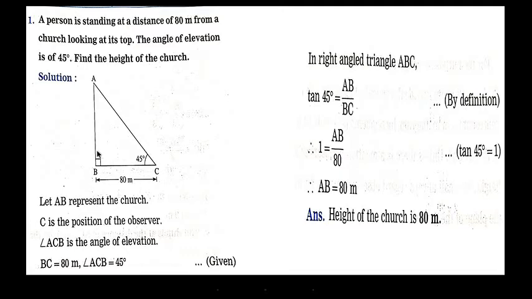As we decided earlier, when we have to draw a rough sketch, we do not draw the actual picture. Here we represent the church by a line segment. Line segment AB represents the church. The person is standing at a distance of 80 meters from the church. So if AB is the church, from B the observer is standing at a distance of 80 meters. C is the observer, looking at the top of the church. This point A is the highest point of the church. We have to find the height of the church.